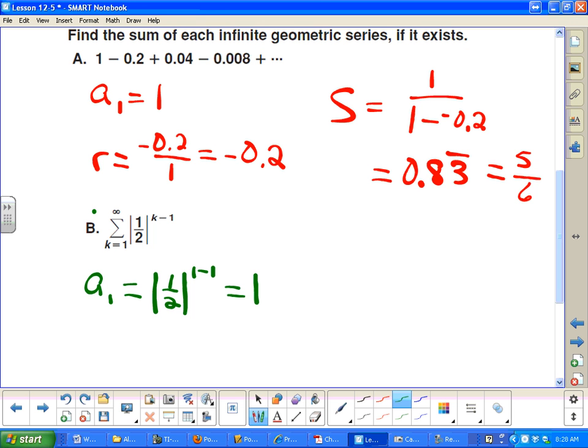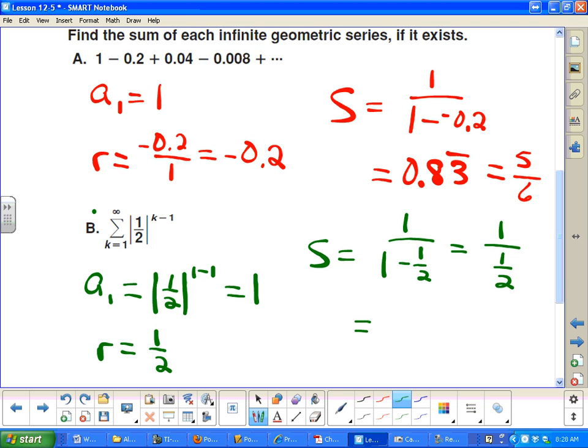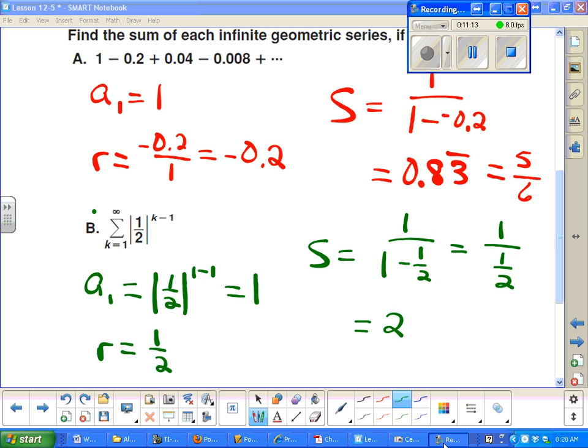And the value of r is always what's being raised to a power. So r is equal to 1/2 here. So S is equal to 1 divided by 1 minus 1/2, or 1 over 1/2, which is 2. So we need to find the first term, common ratio, plug it into that easy formula.